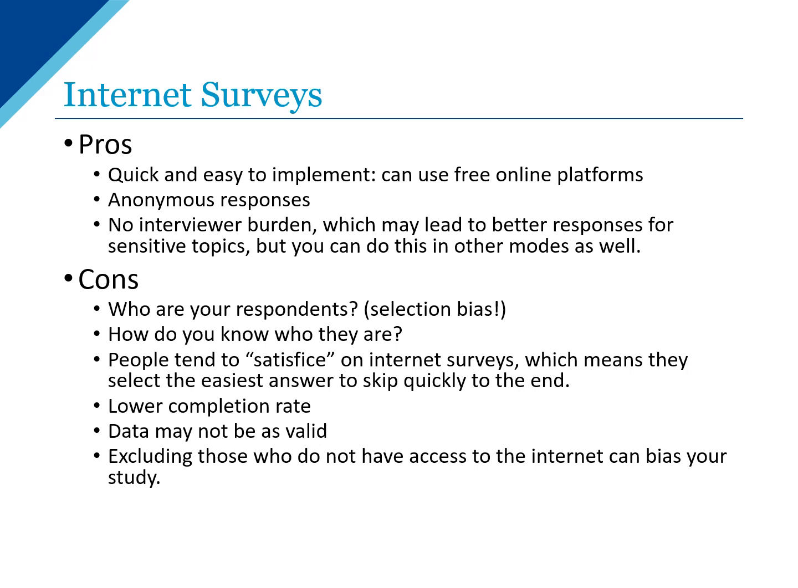People tend to satisfice on internet surveys, which is a term that means they select the easiest answer so that they can skip quickly to the end. You have lower completion rates in internet surveys, and your data may not be as valid because you're unsure whether the person completing it is a real person who is interested in your study and is responding truthfully. It also excludes those who don't have access to the internet, and that can bias your study.